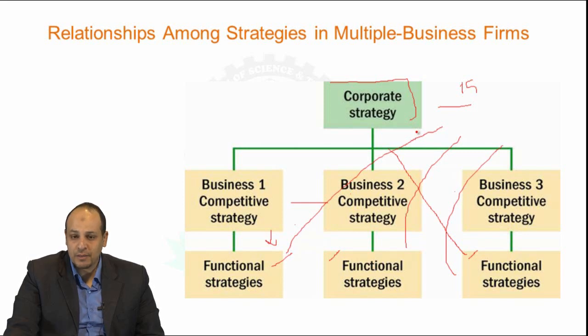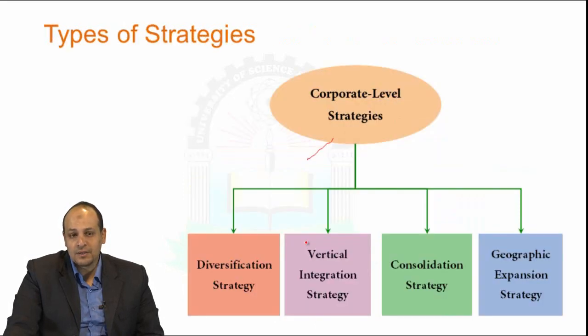Same thing with strategy number 2, or the subsidiary in the other country, and the subsidiary or the plant or the branch in another, and the third one. Now the types of strategies here, we have corporate level strategies, which is the overall strategies of the business itself. We have diversification strategies, vertical integration strategies, consolidation strategies, and geographic expansion strategies.